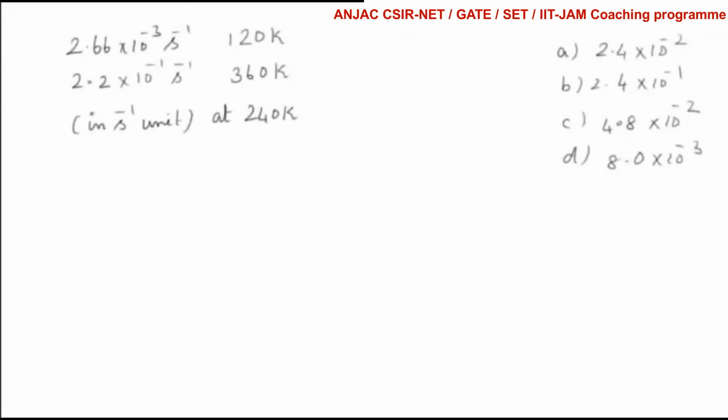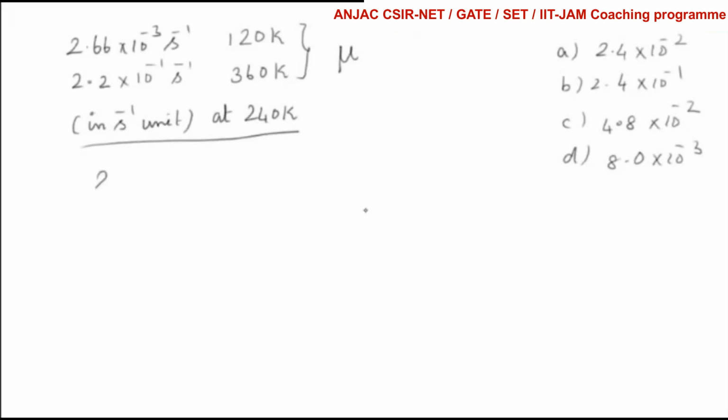Now, you are given the rate constants at two different temperatures, and we have the same formula. When two different temperatures are given, you can find the mu. If you find the mu, apply it for the required parameter. Now we will write down the equation.